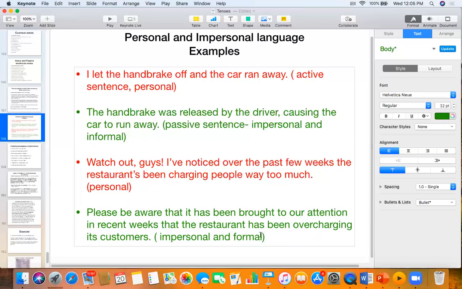So if you want to improve your language, you've got to understand both types of languages, personal and impersonal, active and passive. If you want to improve your active language, read a lot of novels. All right? If you want to improve your passive language or your formal language, you can read a lot of news articles, newspapers, internet language theory. Okay? Interesting.